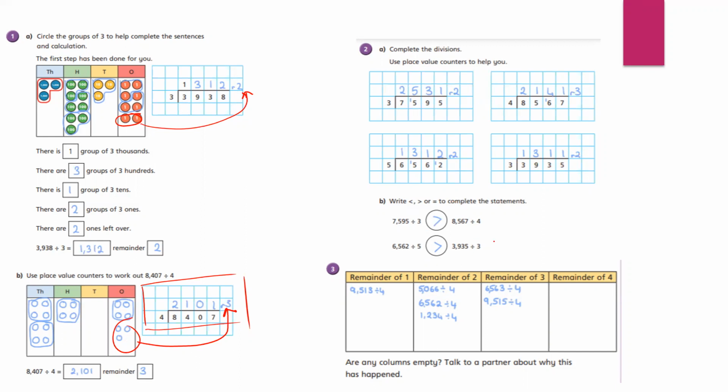Then you'd have to complete the calculations in order to judge this. So you'd have to do the calculations for those. And then you're working out what columns are empty. In this case, if I'm dividing by 4, what column would be empty?